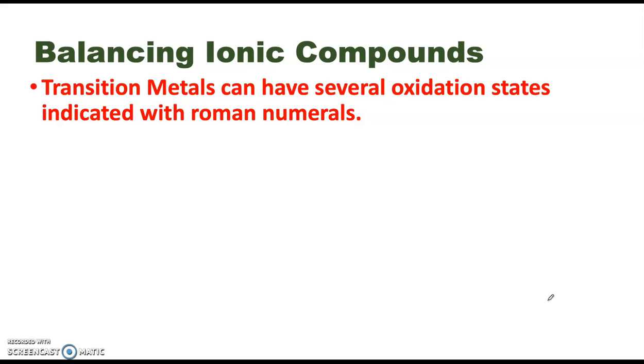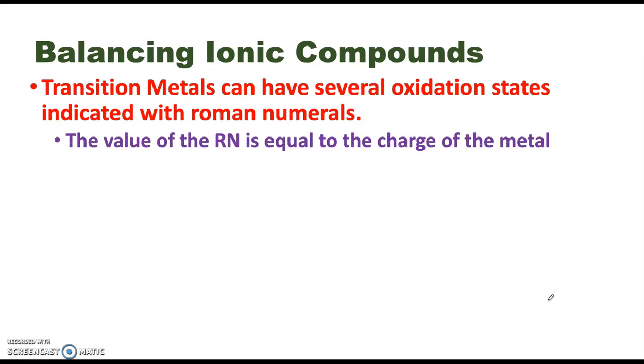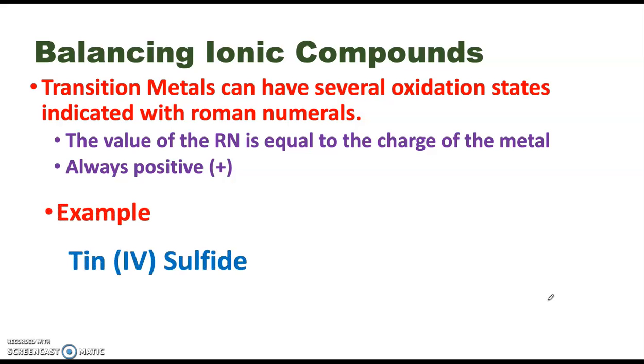Now, transition metals can have several oxidation states, so they will be indicated with a Roman numeral to tell you what the charge of the metal is. And again, just a reminder from last video, the value of the Roman numeral is equal to the charge of the metal. So if you see a Roman numeral, that actually makes your job easier, not harder, in my opinion. Because the Roman numeral tells you what the charge of the metal is, you don't even have to look it up. It saves you the time of looking it up on your yellow sheet.